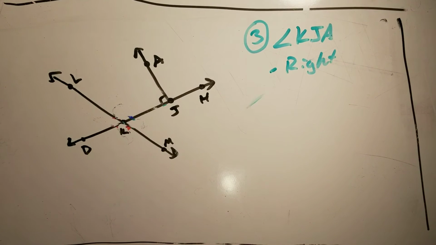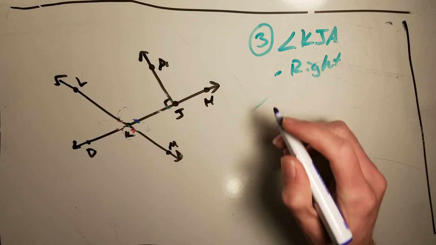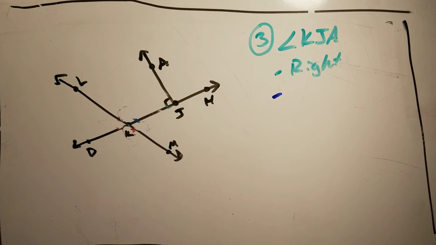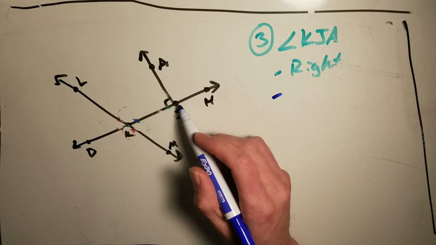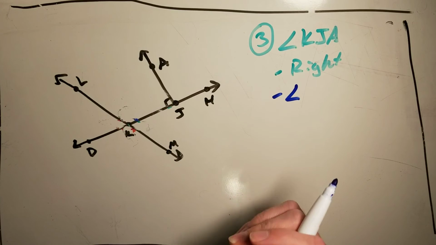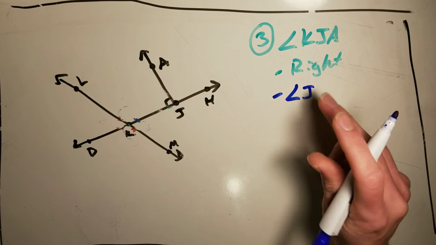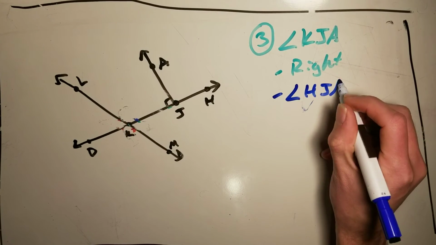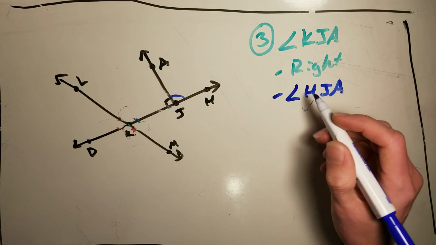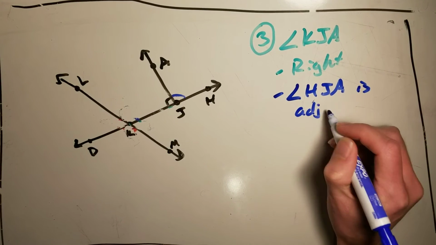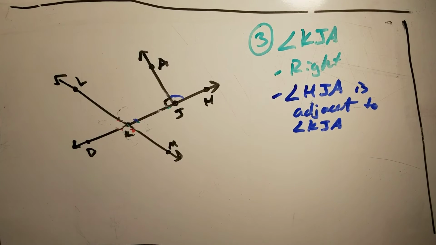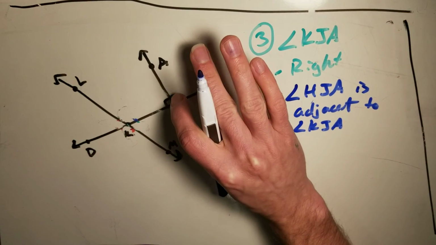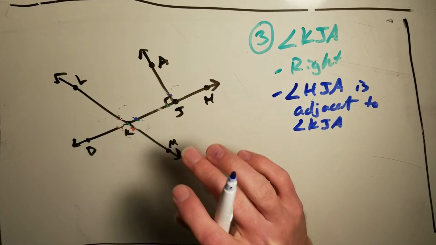And I'm going to change colors again. So let's go to our second part. Name 2 adjacent angles to KJA. There's 2 sides, and we have JK is one side, JA is the other. So we need to share a vertex and have a common side. So we'll have angle HJA, this angle right here, is going to be adjacent to our original angle, angle KJA.